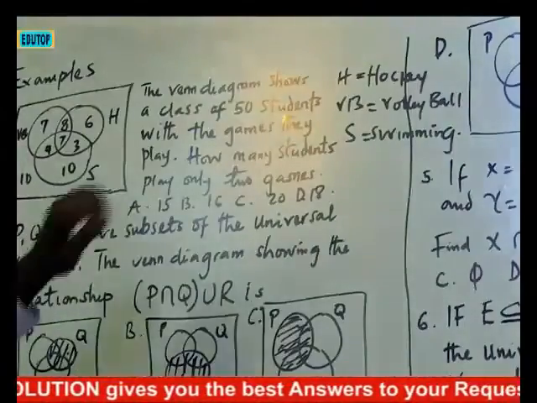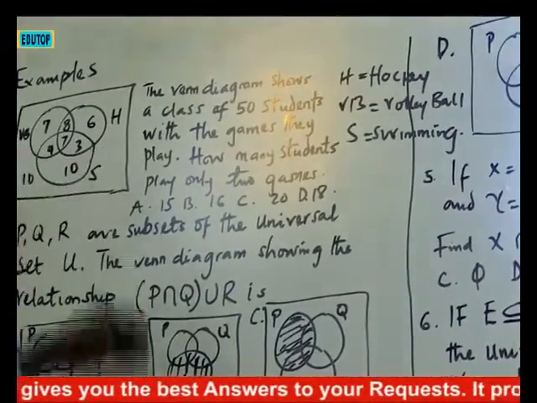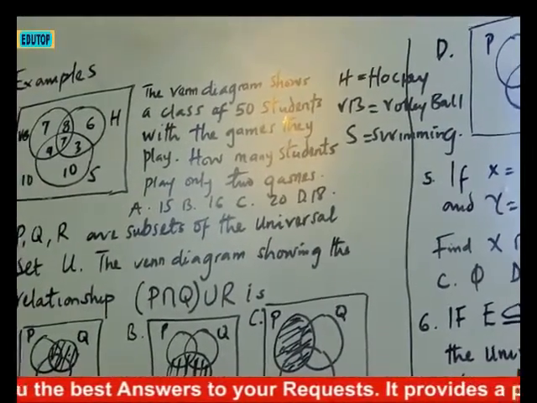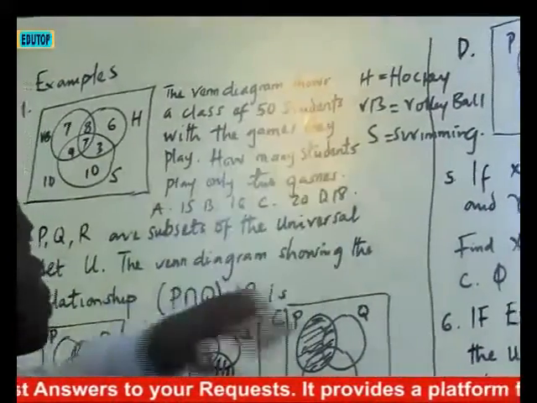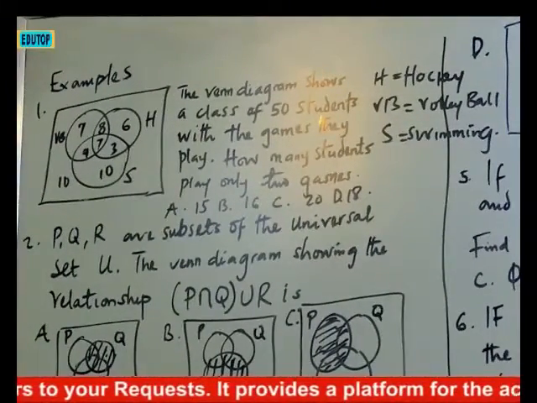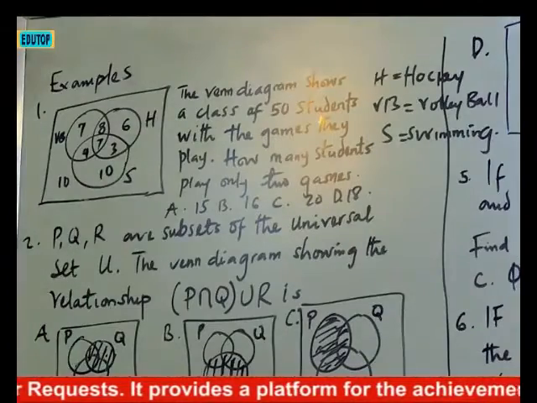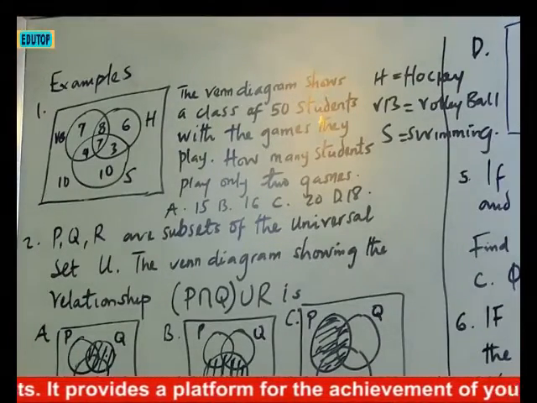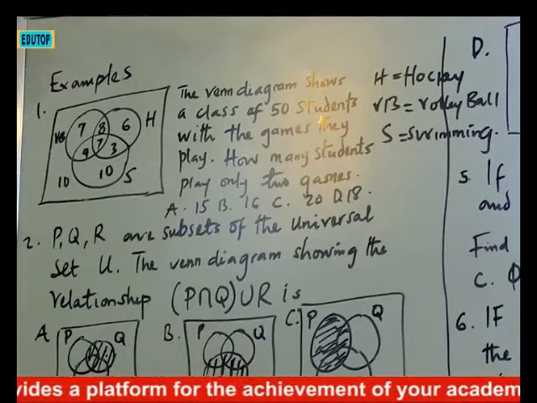Sports activity. We have 3 sport activities here. But in all, we have how many students? 50. So in this situation, the question asks us now, how many students play only 2 games? Only 2 games.